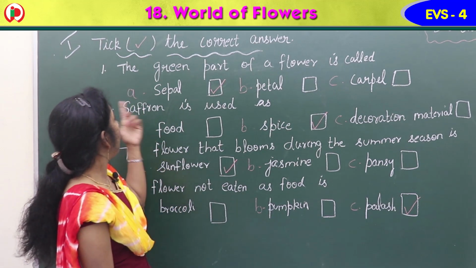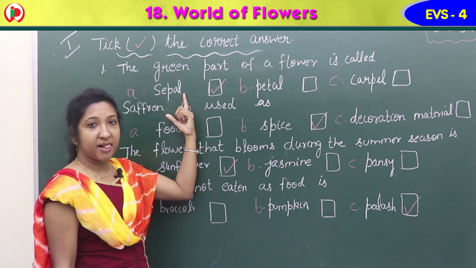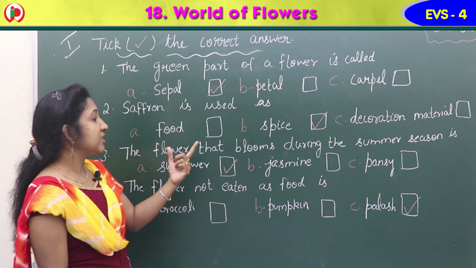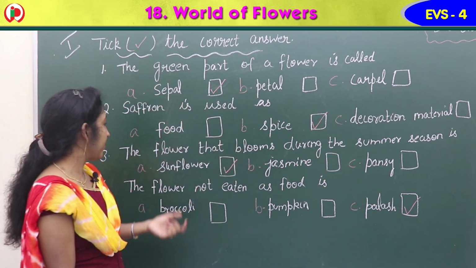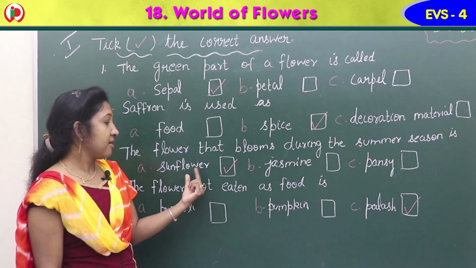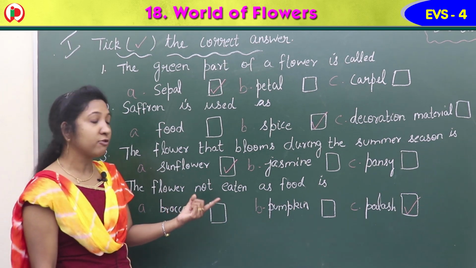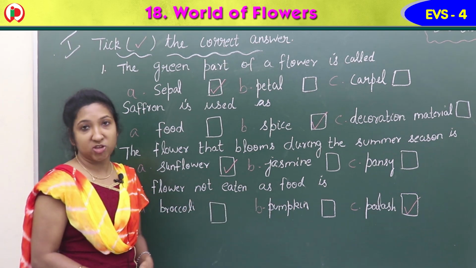Okay. So first one, the green part of a flower is called sepal, option A. Saffron is used as spice, option B. Third one, the flower that blooms during summer season is sunflower, option A. Fourth one, the flower not eaten as food is option C, palash.